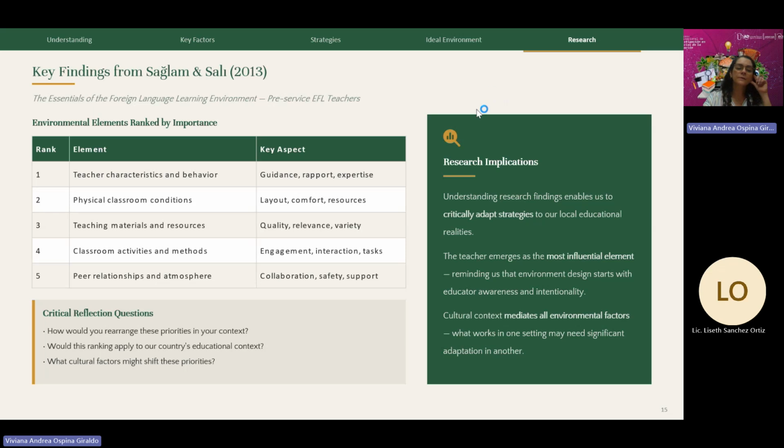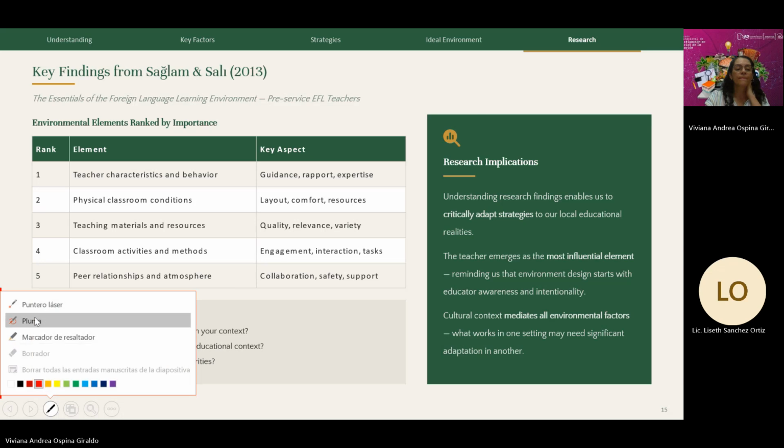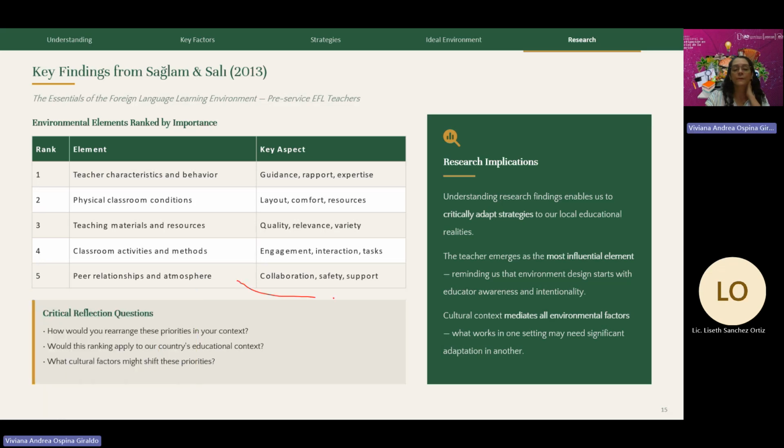Okay, perfect. Thank you. Good. Yeah, I agree with you. I think that peer relationship and atmosphere matter: if the students feel safe, and if they have support, they will collaborate, they will be able to have a better interaction, and have a more successful learning process. I agree with you.